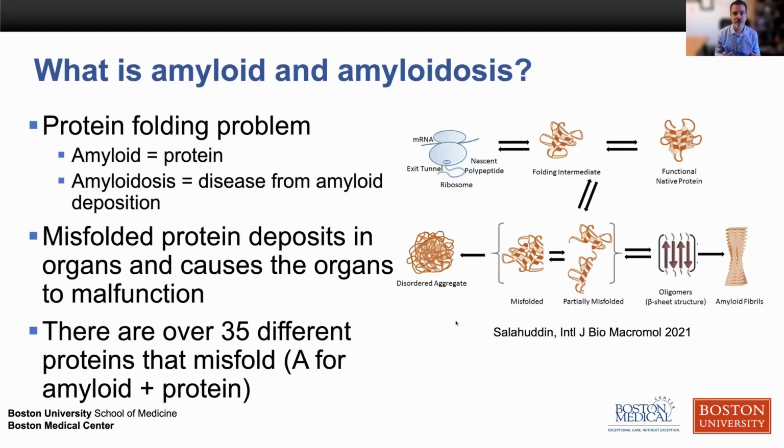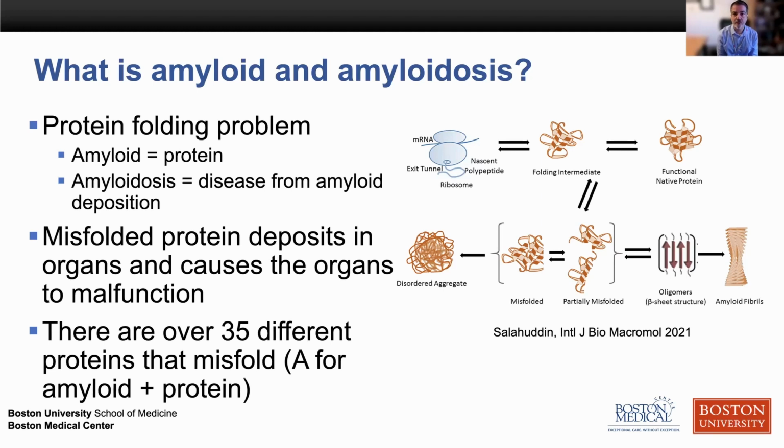Just to review so we're all on the same page, we know that amyloid is a protein and amyloidosis is the disease that results from misfolded protein. This figure illustrates the process by which a protein is synthesized and then goes through different folding steps to ultimately result in amyloid fibrils. These amyloid fibrils are misfolded proteins that deposit in organs and cause those organs to malfunction.